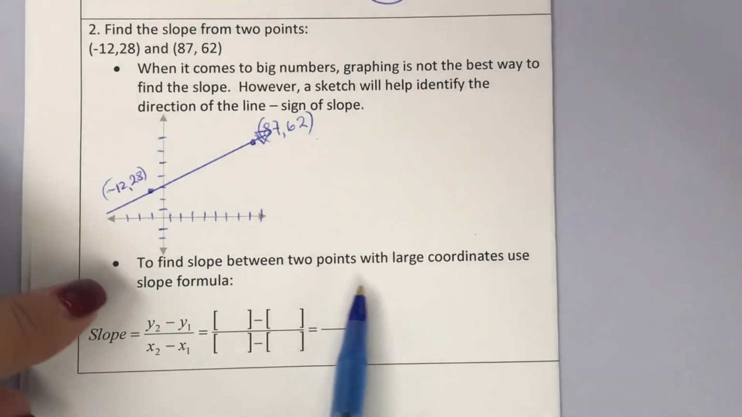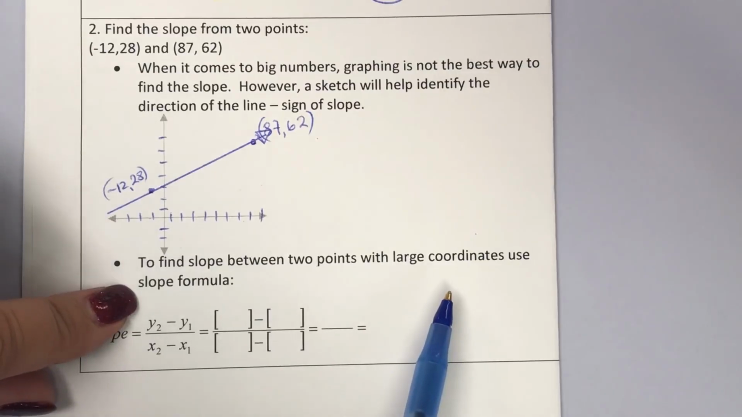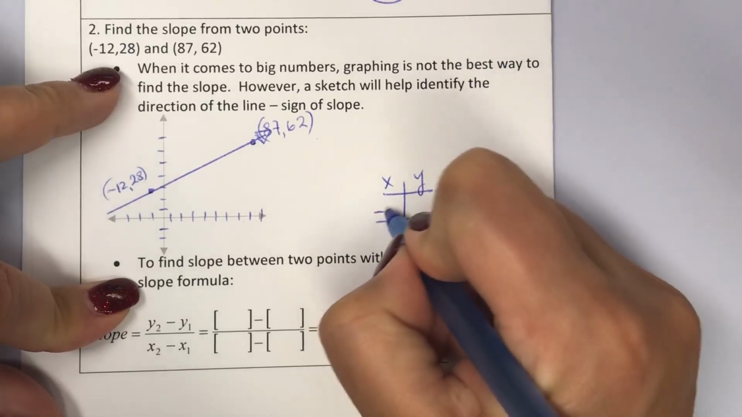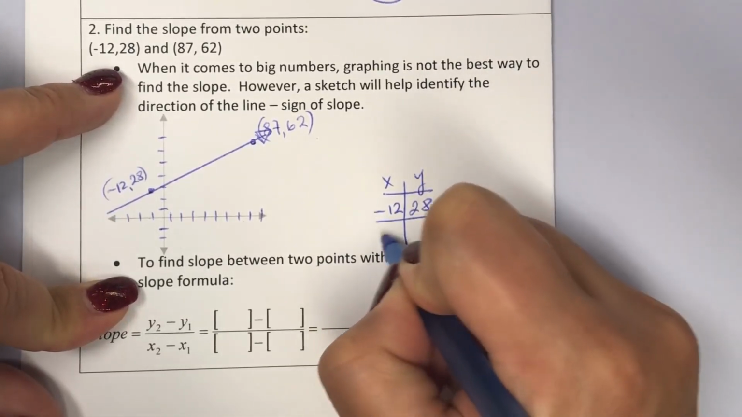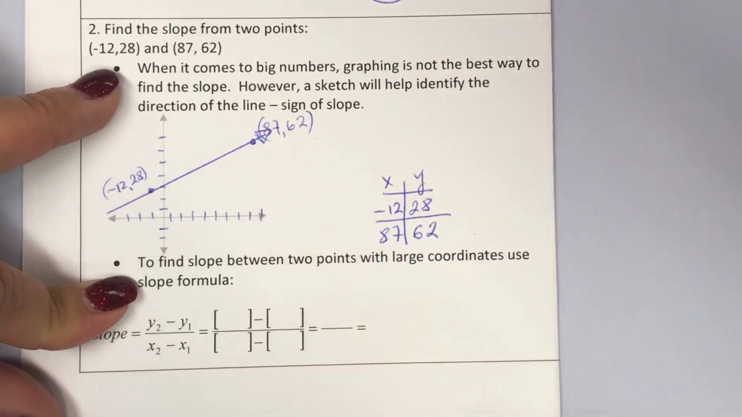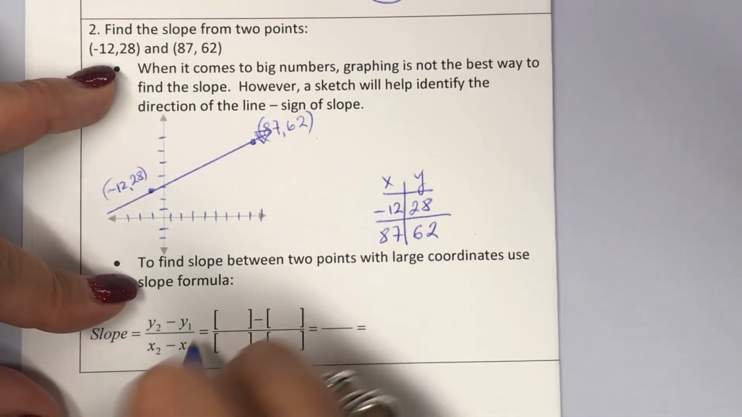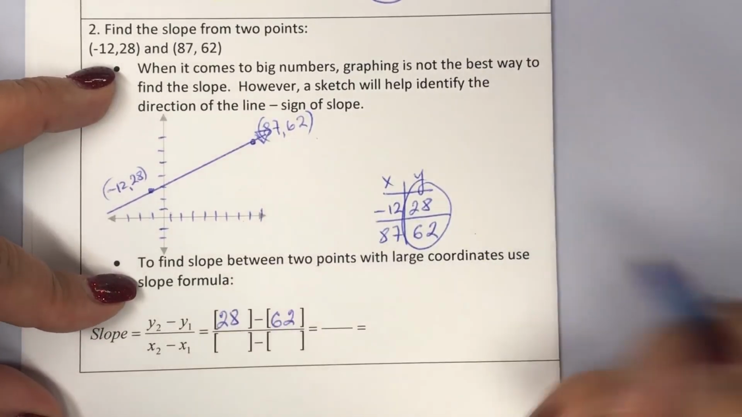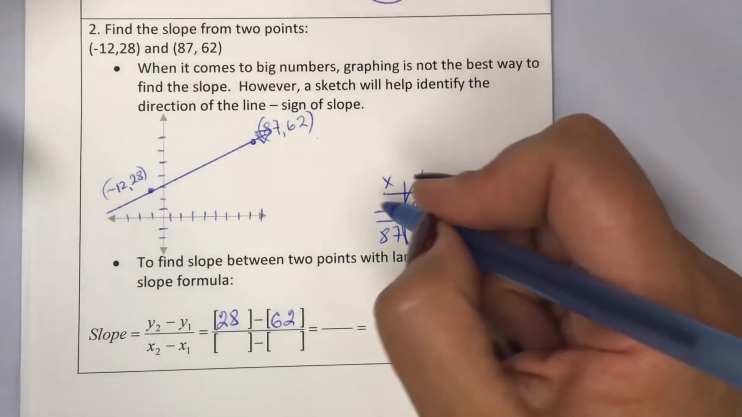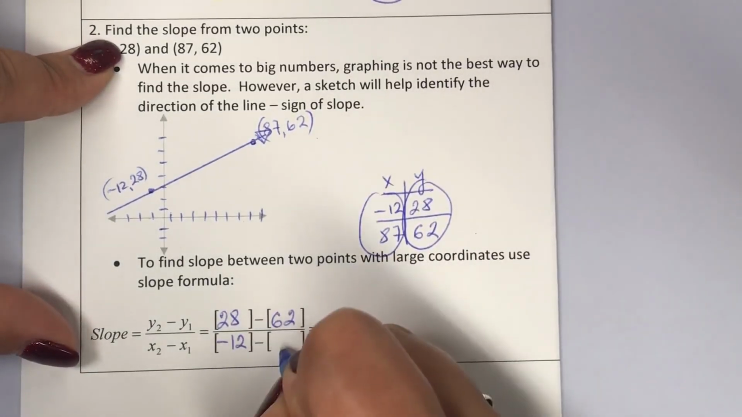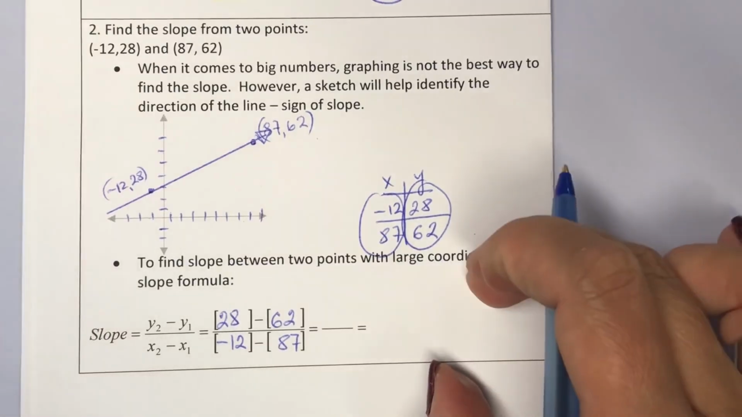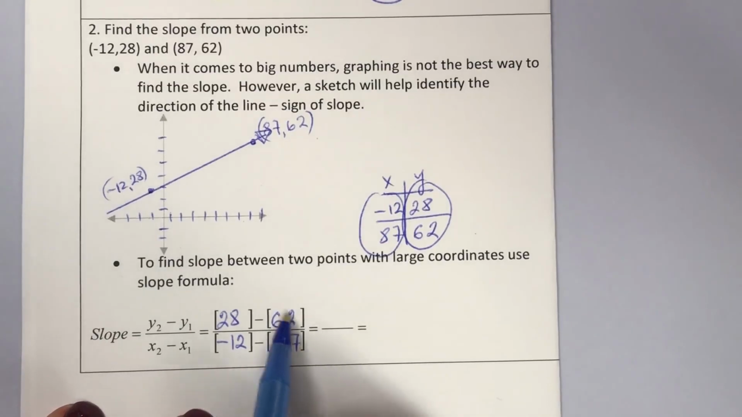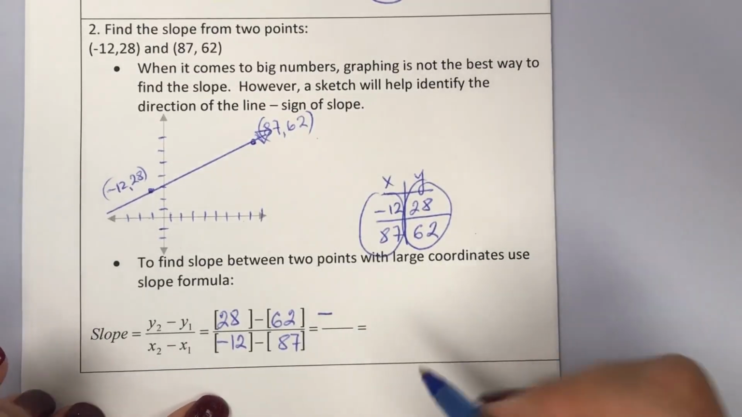To find the slope between 2 points with large coordinates, the best way is to use the slope formula. So the first ordered pair was negative 12, 28, and the second 87, 62. On the numerator, we would subtract the y coordinates, 28 minus 62. On the denominator, we'll subtract the x coordinates, negative 12 minus 87. To subtract, we want to use integer rules. 28 minus 62. 62 is bigger, so the answer will be negative, and then subtract.